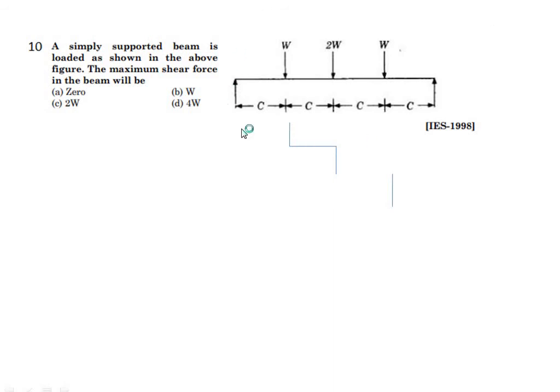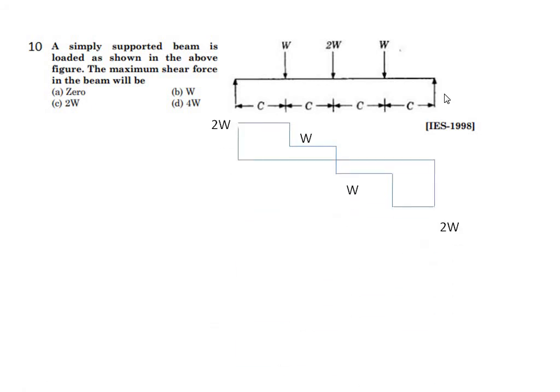So before going for detailed calculation, since it is a symmetric loading, see here at the center you have a load, and at a distance to the left by C you have a load W, and similarly the same distance to the right you have a load W. So since it is symmetric loading, you will be having equal amount of reactions at both the supports R1 and R2, right? So the total loading is 2W plus W plus W, that is 4W. So out of 4W, 2W will be acting as a reaction here and 2W as a reaction here, right?